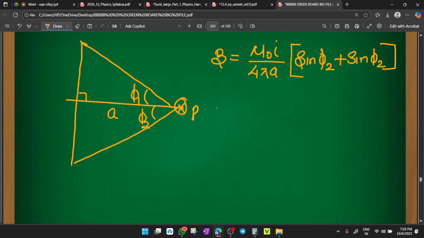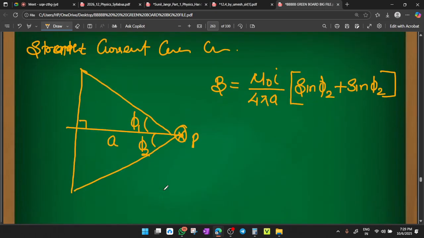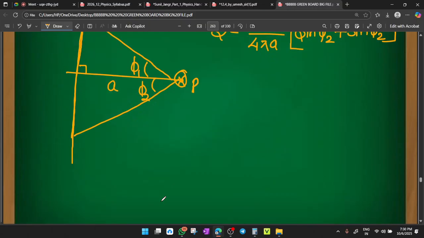Now, special cases are there when you have an infinite conductor. Students, see here, when the length of the conductor goes to infinity, you can understand that this angle will rapidly increase. Yes or no?